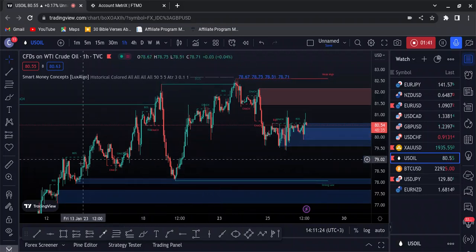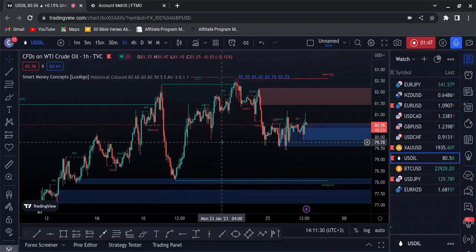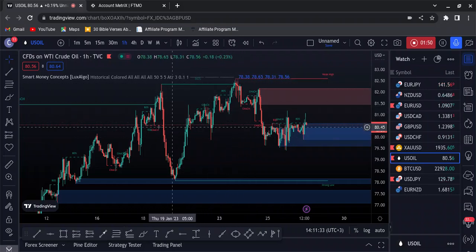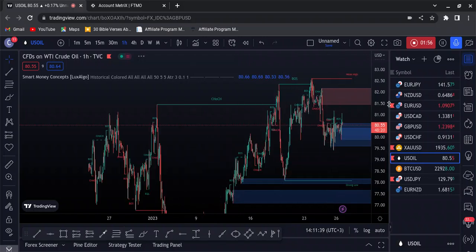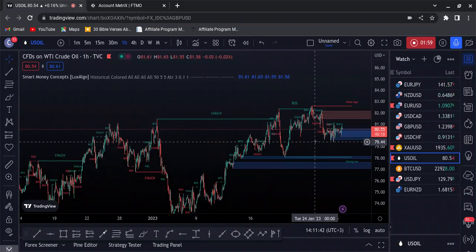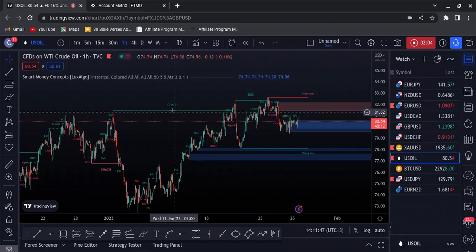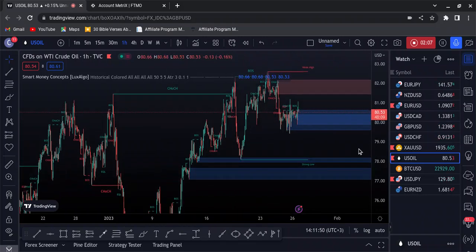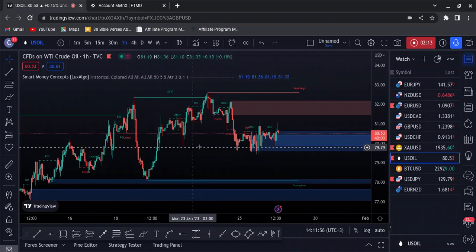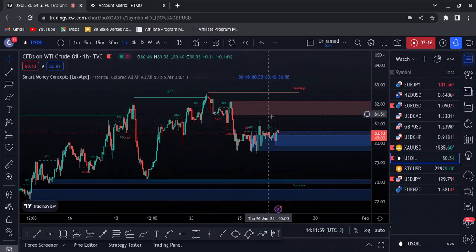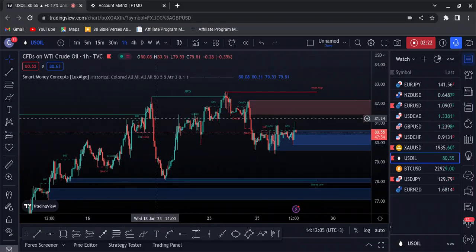Now, I want you to see how accurate its zones are. It gives you two types of structure: the internal structure and the external structure. The dotted lines signify internal structure, the short-term trends, and these bold, continuous lines signify the overall trend, kind of the swing trading trend.